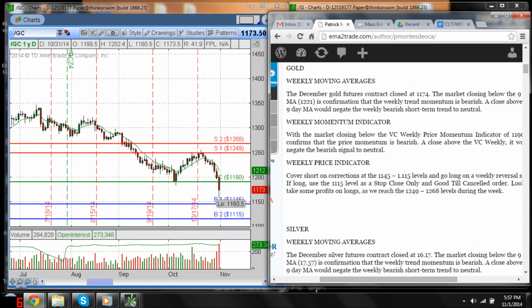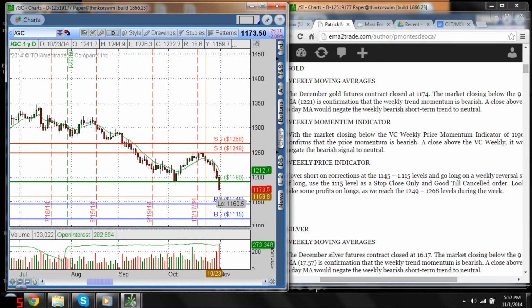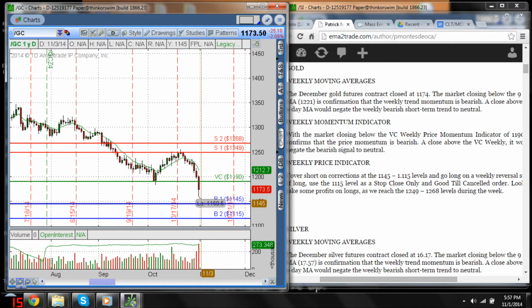When it crosses this code, it becomes active, and above it's bullish, below it's bearish. The close here below is telling us that it's slightly bearish, with the potential to come down into that B1 or B2 level. So look for support in the market next week into these levels, and look for resistance at 1249 to 1268 next week.